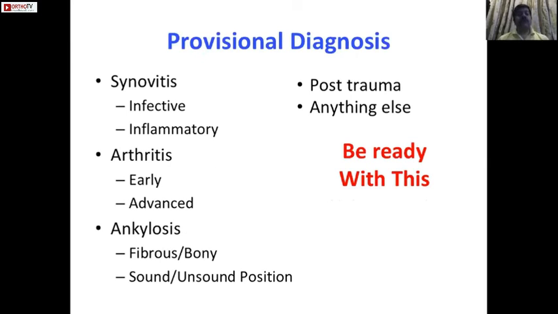So you're almost through your history cycle, and be ready with this. The examiner might ask you, or even yourself when you're looking at a patient in a clinic, you want to come to some provisional diagnosis at the end of the history. In an adult, it could be an ankylosis, it could be an arthritis or a synovitis, it could be a post-traumatic situation or any other thing. Do not go without something in your mind.